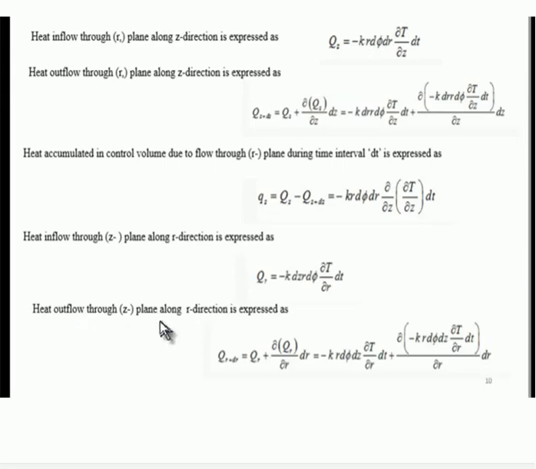Similarly, heat outflow through the z plane along the r direction. This is the heat inflow, and this is the heat output, given by Qr plus dr, that is Qr plus dou Qr by dou r into dr. If we substitute these values, Qr is equal to minus k dz r d phi dou t by dou r into dt, plus again we substitute here, dou as it is, Qr is this value, and simplify.